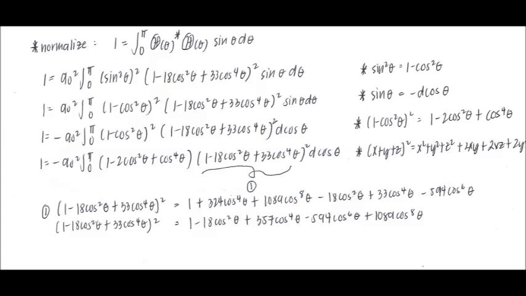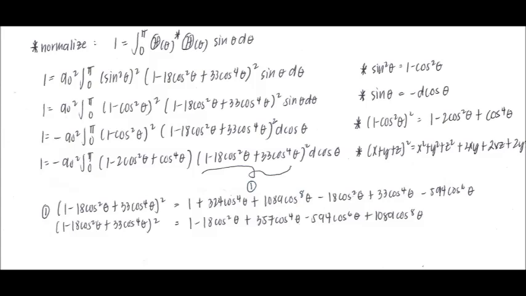So first, we will expand the sine squared theta. We know sine squared theta equals 1 minus cosine squared theta, leaving the new equation 1 equals a0 squared integral of (1 minus cosine squared theta) squared times (1 minus 18 cosine squared theta plus 33 cosine to the 4th theta) squared sine theta d theta. Since sine theta equals negative d cosine theta, we can now substitute the new value of sine theta into the equation.